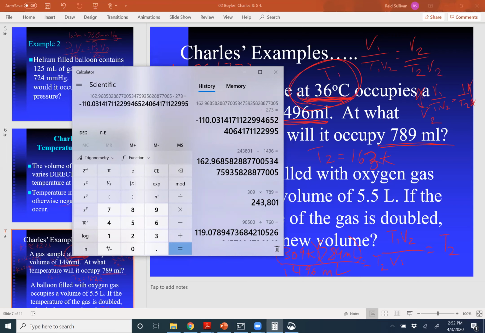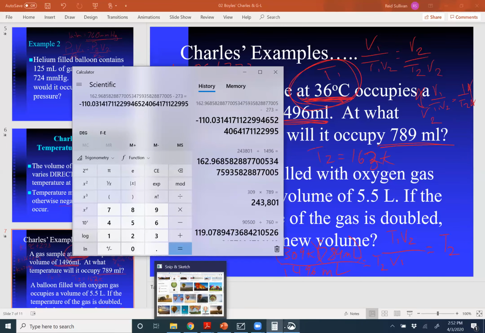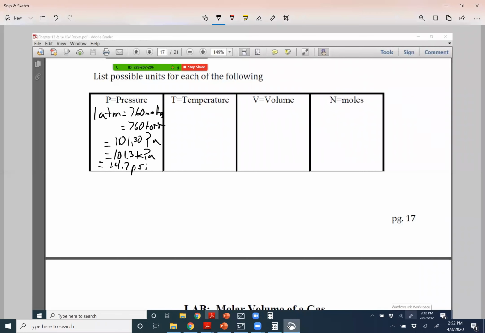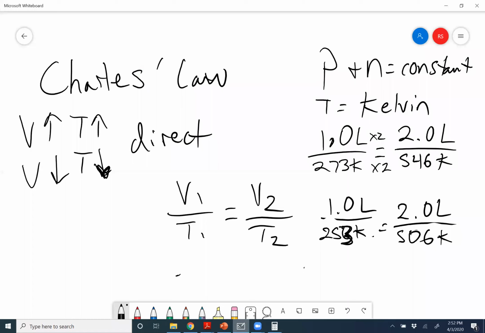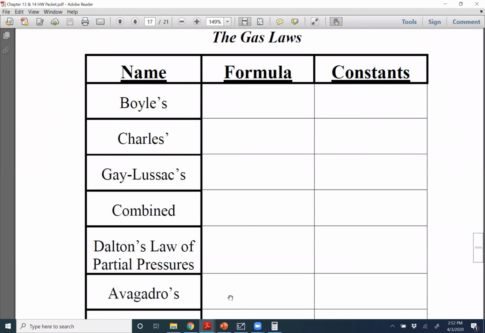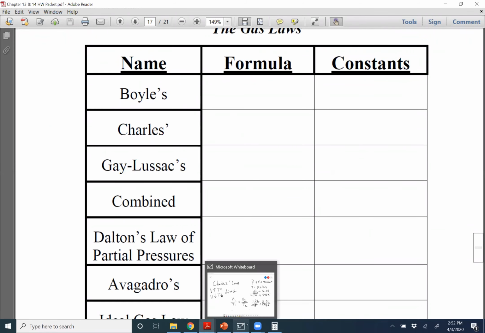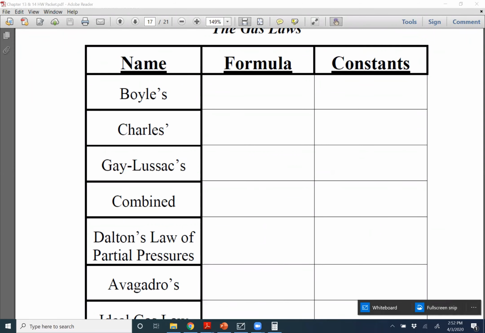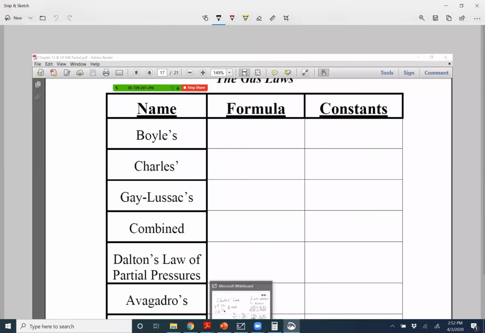So that's Charles' law. So Boyle's law, let's get rid of that. Let's go to Boyle's law, so far, if we're looking at our little cheat sheet we're filling out, Boyle's law was pressure 1, volume 1 equals pressure 2, volume 2, and the temperature and the amount of gas are constant.